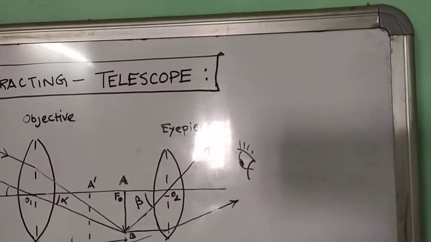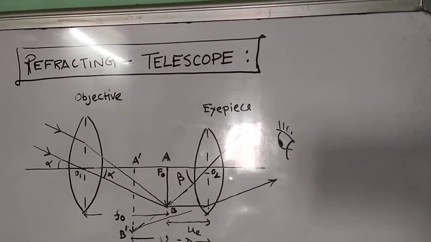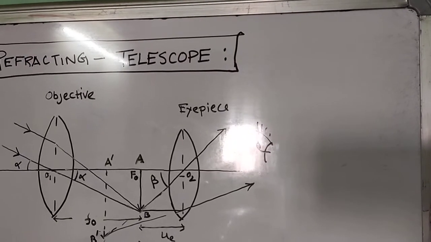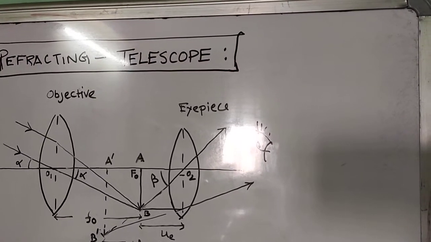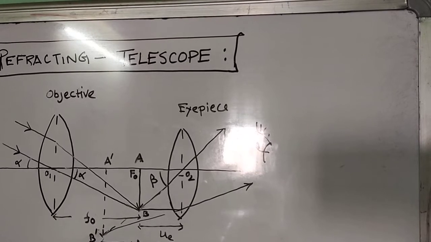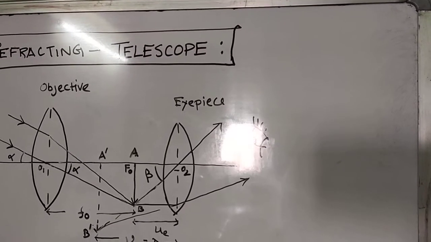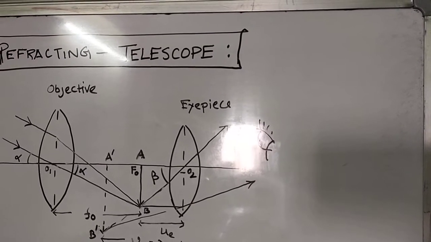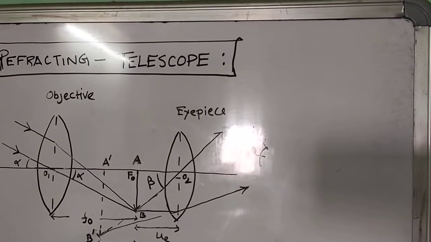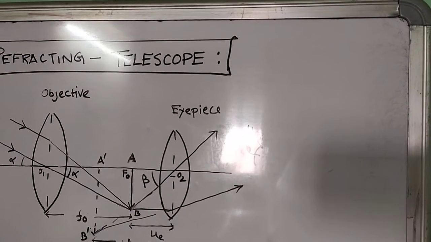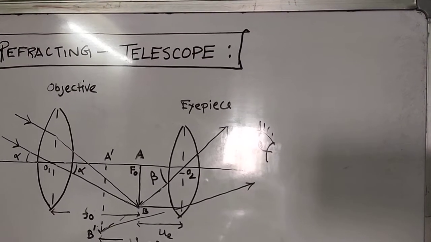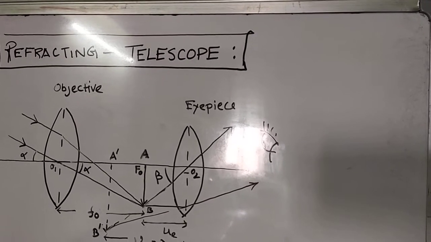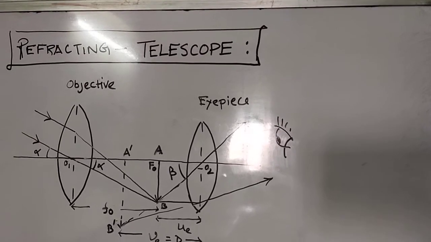Basically, a telescope is used to see an object which is very far, maybe a star, maybe a planet. Since we have to see a distant object, the objective is of larger aperture compared to the eyepiece. But in the case of a microscope, things are reversed. As we have to see a small object, the objective is smaller and the eyepiece is larger. In a telescope, the objective has a larger aperture than the eyepiece.